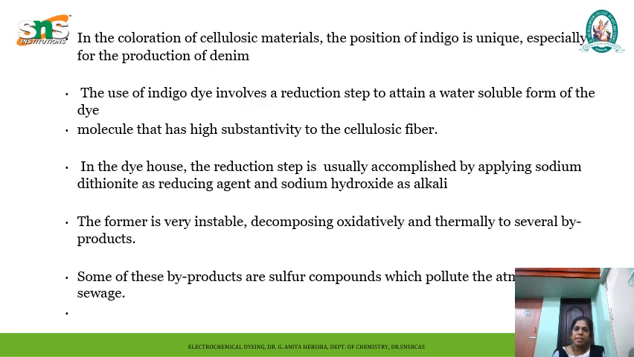In the coloration of cellulosic materials, the position of indigo is unique, especially for the production of denim. The use of indigo dye involves a reduction step to attain a water-soluble form of the dye molecule that has high substantivity to the cellulosic fiber. In the dye house, usually the reduction step is carried out by adding sodium dithionite as reducing agent in the presence of sodium hydroxide as alkali. The former is very unstable, decomposing oxidatively and thermally to several byproducts. Some of these byproducts are sulfur compounds which pollute the sewage a lot. So when we go for electrochemical dyeing, these problems can be rectified.